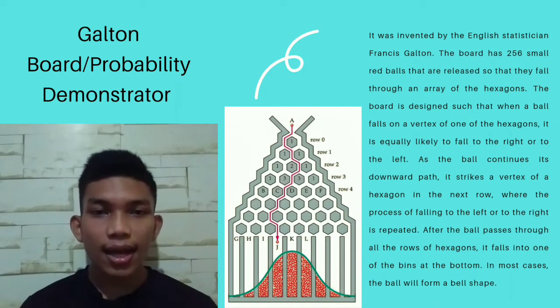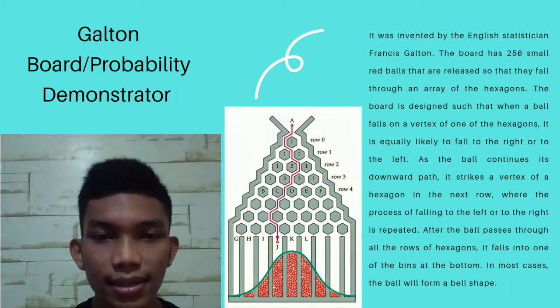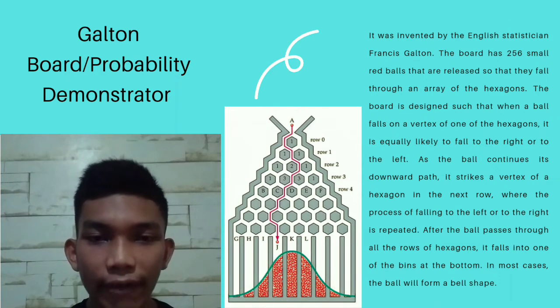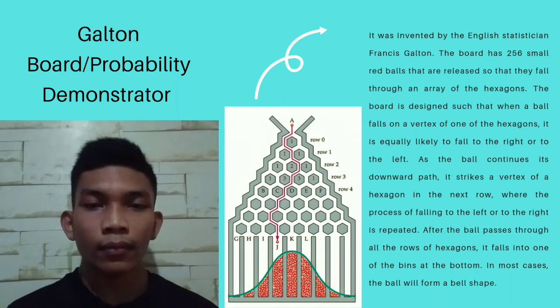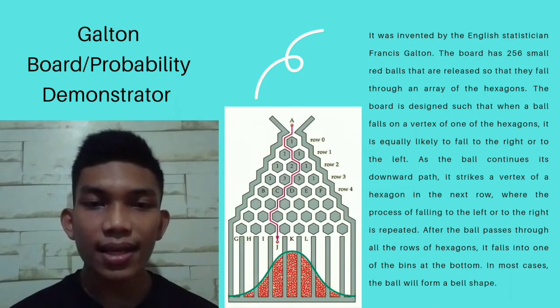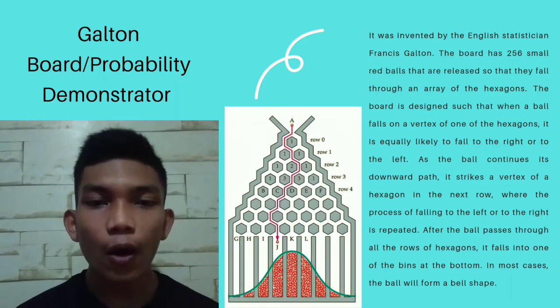The board is designed such that when a ball falls on one of the vertices of the hexagon, it is equally likely to fall to the left or to the right. So kapag ang bola ay na-release na sa board, it will either go left or right hanggang sa pababa na ito, and the left or right choice is repeated. Kapag ang lahat ng 256 small red balls ay nalagay na sa bin, it will most likely form a bell shape, or called the normal distribution.